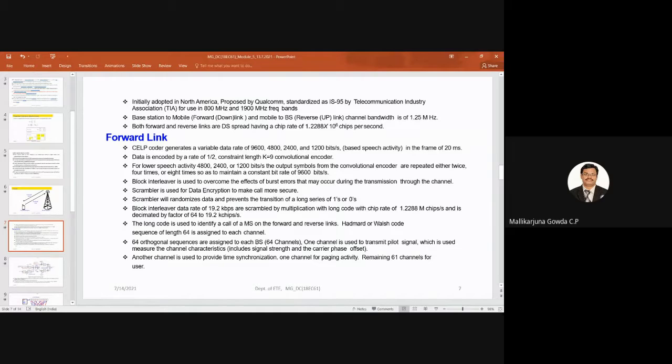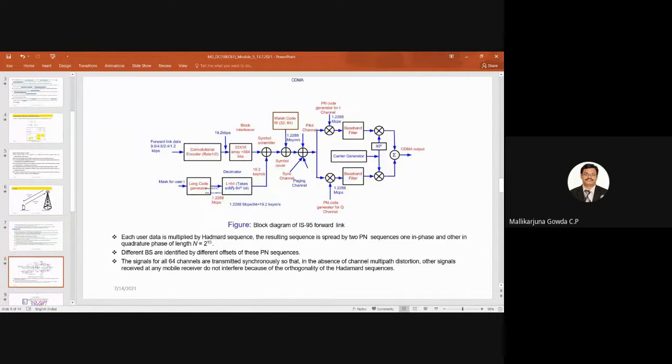And both the links, that is uplink and downlink, are direct sequence spread spectrum signals with a chip rate of 1.2288 megachips per second. Okay, so before I take up this theory, let me first show the block diagram of this forward link. Then we will come back to the theory. So this is the block diagram of the IS-95 forward link. I will give you 2 or 3 minutes, just have a look.